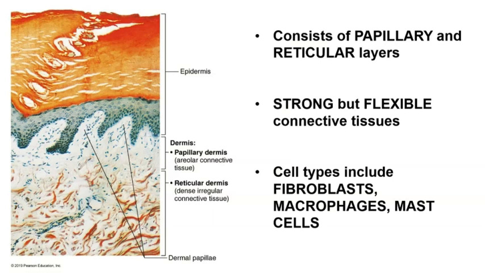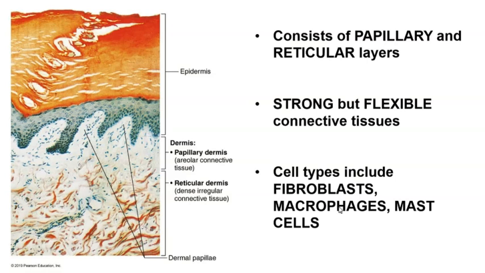Recall that connective tissues have very few scattered cells within them and are primarily composed of extracellular matrix and protein fibers. But that's not to say that the dermis is completely lacking in cells. It turns out that the dermis has a couple of very important cell types, and these are listed here. The cells present in the dermis include fibroblasts. Fibroblasts are the cells that function to build the fibers within the connective tissue.